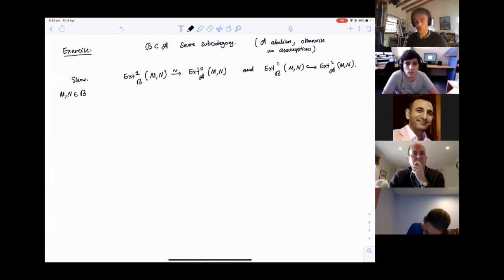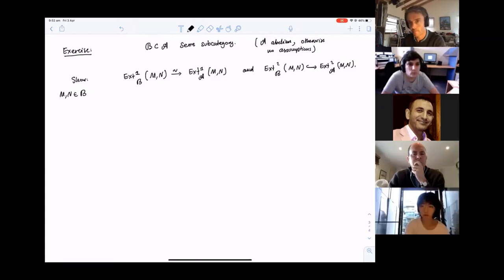Okay. So of course Homs agree, X1 agrees, and X2. And maybe someone can tell me why the first one is true. Use the Yoneda extension. Yes. Okay, so any Yoneda extension has to lie in B already, because this is a Serre subcategory.